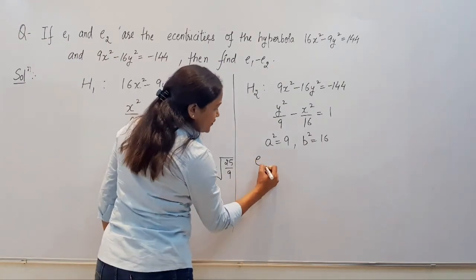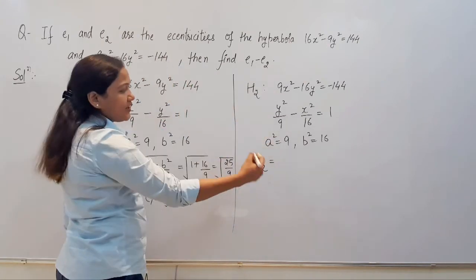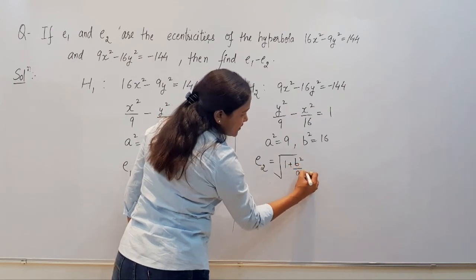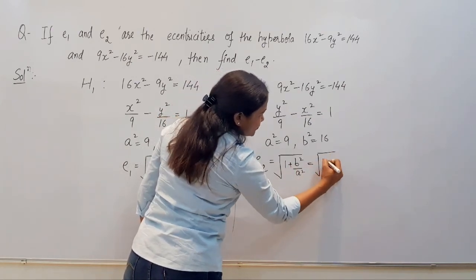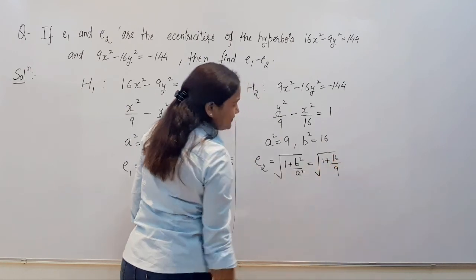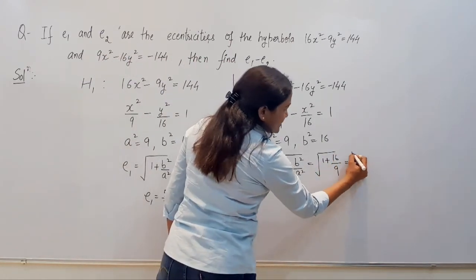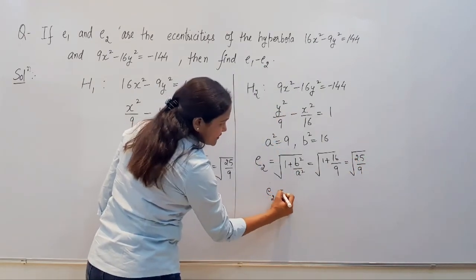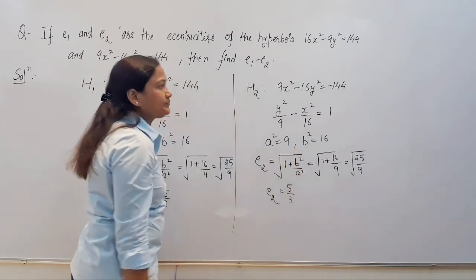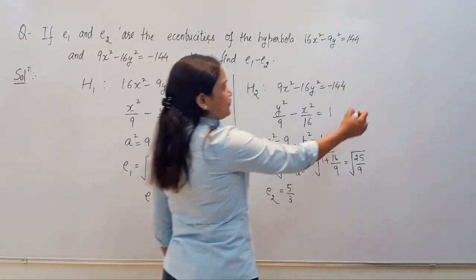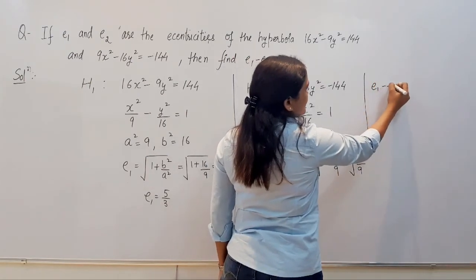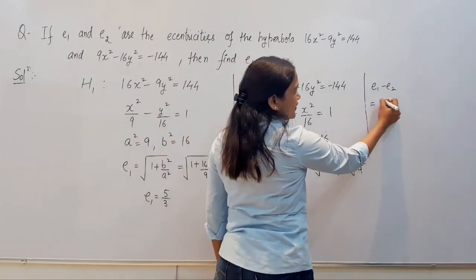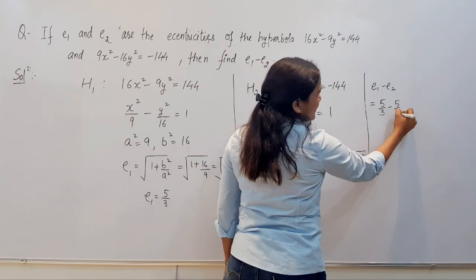Now let E2 be the eccentricity of this hyperbola. तो इसकी eccentricity आपके पास क्या आ जाएगी, root of 1 plus b square upon a square, and that is equal to 1 plus 16 upon 9, that is root of 25 by 9. So E2 will also be equal to 5 upon 3. Now you have to find E1 minus E2, and E1 is 5 by 3 and E2 is also 5 by 3. So their difference is 0.